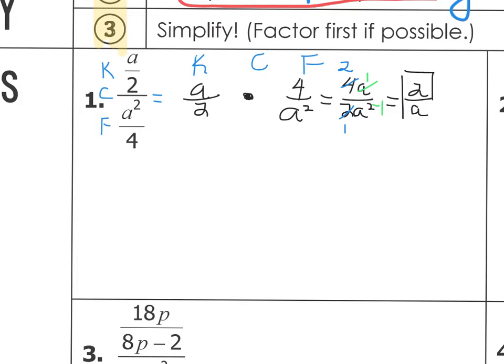Then we have to come up with restrictions. Remember, our denominator here can't be 0, so you're going to set that denominator equal to 0 and solve. Well, if I set a equal to 0, it's already solved. So a can be anything as long as it's not 0. So both parts have to go with your answer. You have to keep, change, flip, simplify, and then state your restrictions.